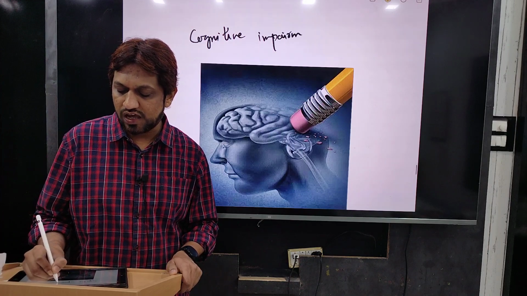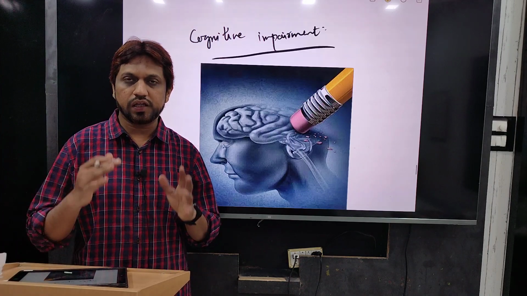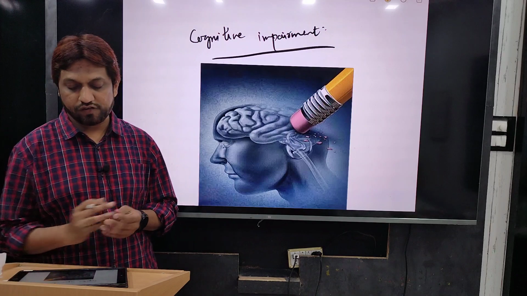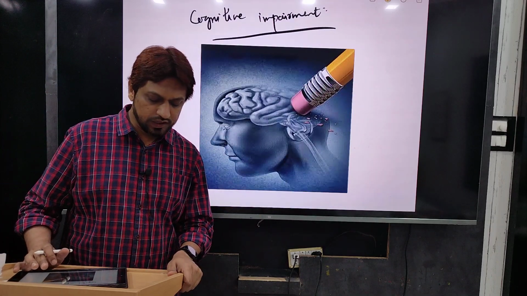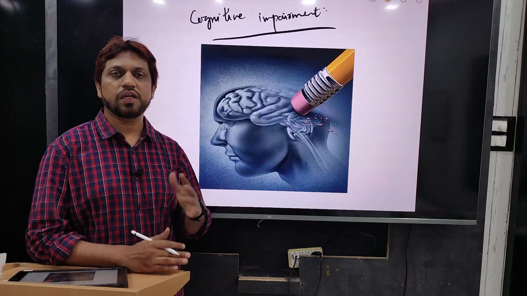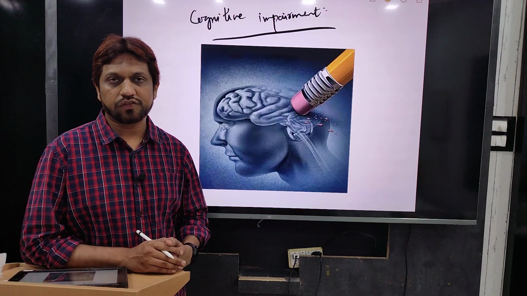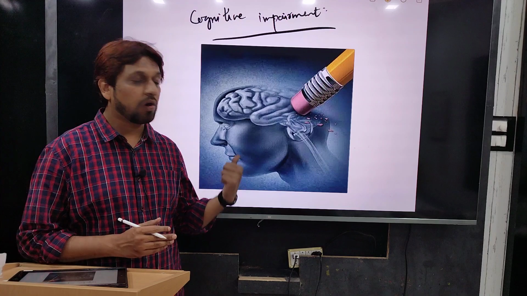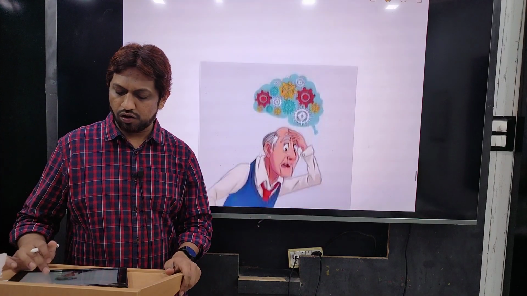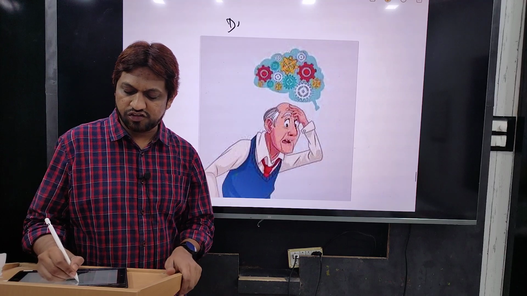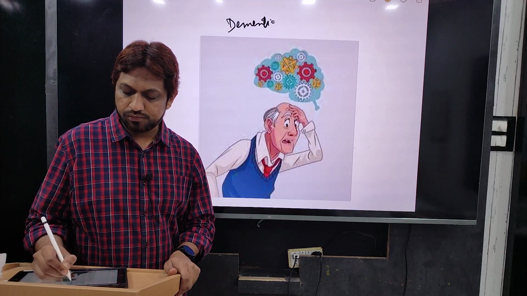Then cognitive impairment, that is the thinking ability, the decision-making ability, the cognitive power is also affected because of the degeneration of the neurons here. Okay, so it will affect the general well-being and the lifestyle of a person. It will lead to severe morbidity, and it will reduce the patient's confidence, and also there is dementia, that is loss of memory.